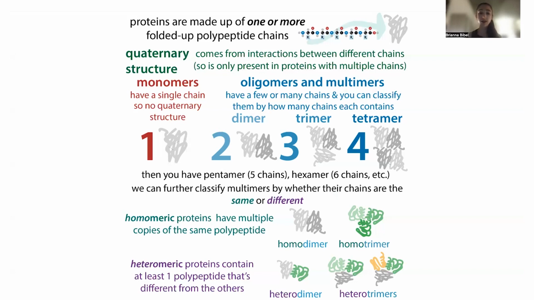We can further classify them based on whether the chains are the same or whether they're different. A homomeric protein would have multiple copies of the same polypeptide, so multiple copies of the same chain, such as a homodimer or a homotrimer. A heteromeric protein would contain at least one polypeptide that's different than the others. So you would get a heterodimer, heterotrimer, things like this.